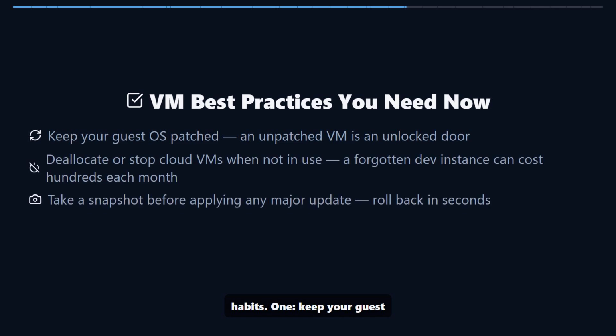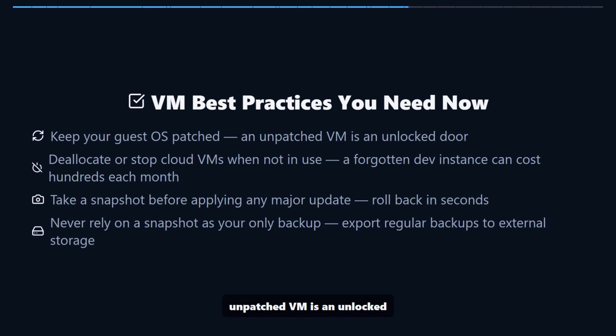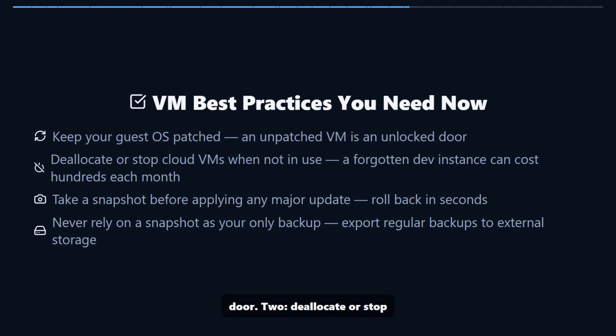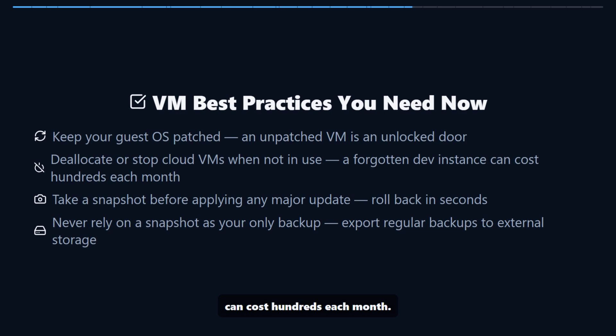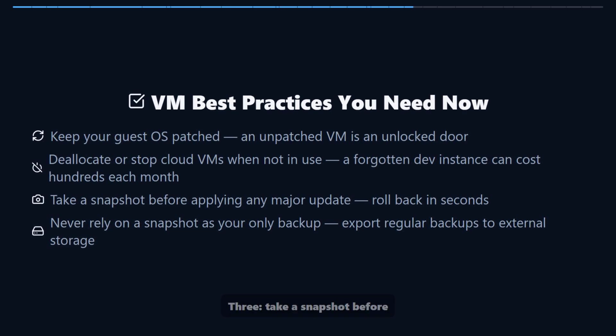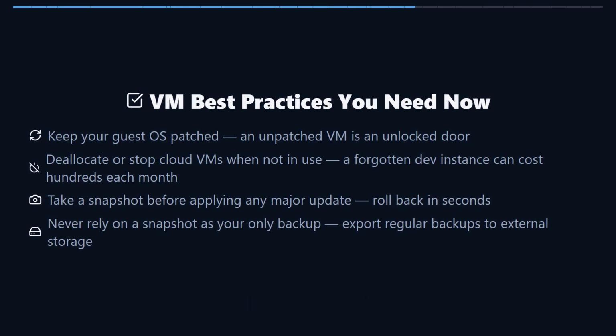1. Keep your guest operating system patched. An unpatched VM is an unlocked door. 2. Deallocate or stop cloud VMs when not in use. A forgotten dev instance can cost hundreds each month. 3. Take a snapshot before applying any major update so you can roll back in seconds.